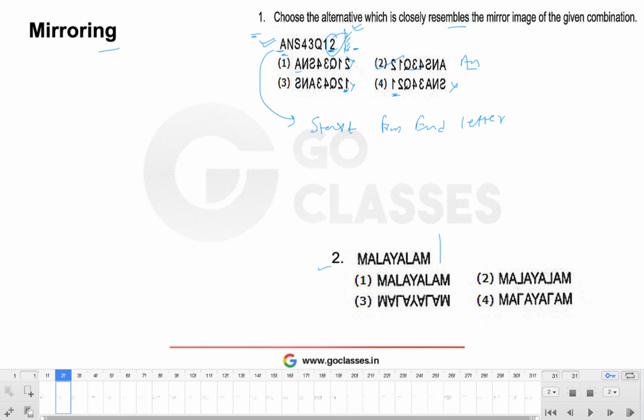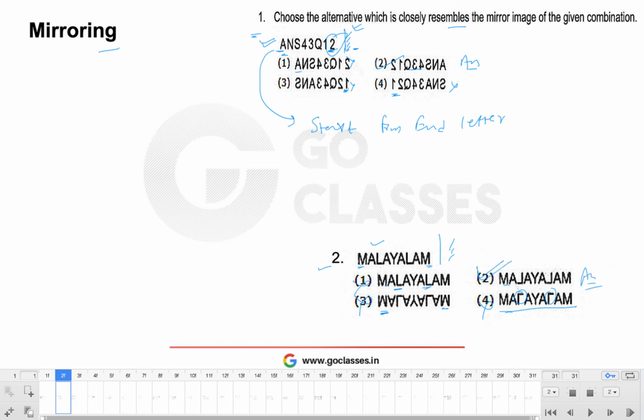Question number 2, we have to find out the mirror image of this Malayalam. So it will start from M and end on M. This could be the answer. This could be the answer. This could be the answer. This could not be the answer because it is vertical mirror image and M will not be upside down. So this is wrong. In this option also, L is upside down. This is also wrong. In this option, L is same as the original image. So this is not the answer. This will be the final answer.